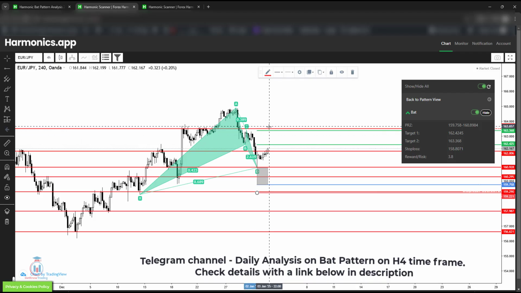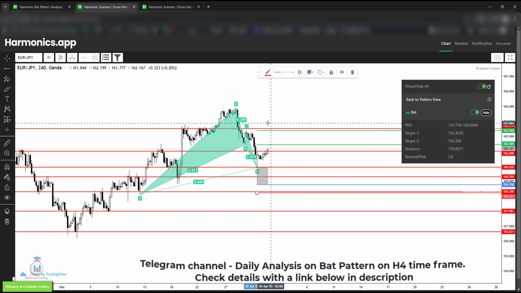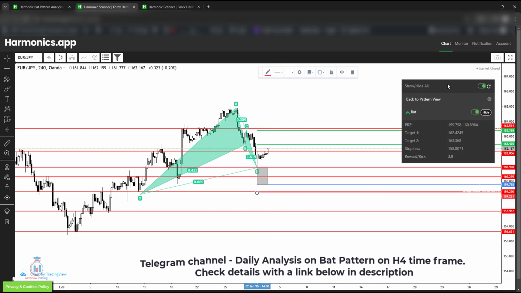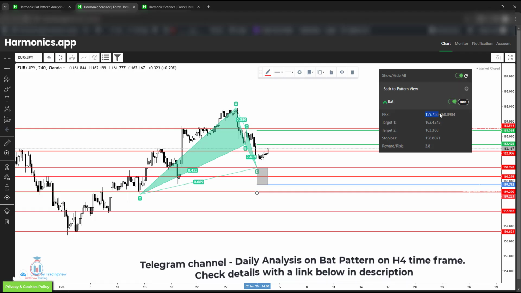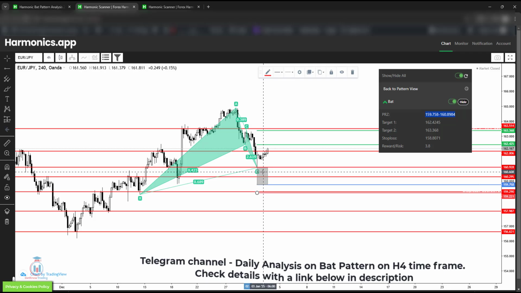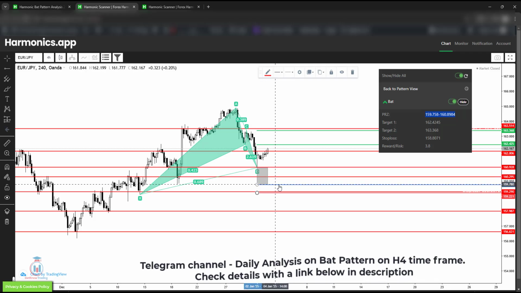So I will not change this one. I will just follow next week how the price will behave. Here in the small window, you can see more details about this bullish bat pattern. You can see this is a potential reversal zone, the PRZ. This is the gray area. The entry level is the blue line.